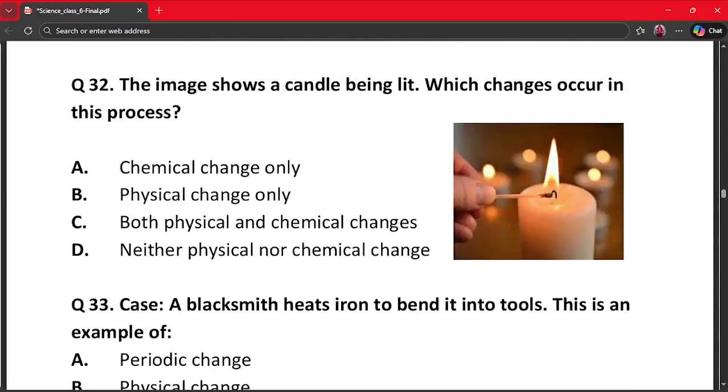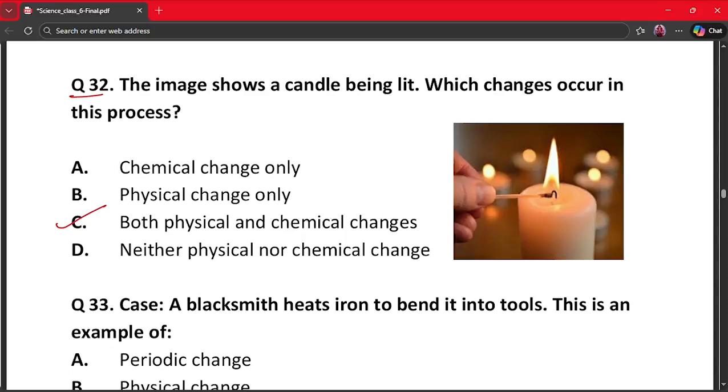Our next question is question number 32. The image shows a candle being lit. Which changes occur in this process? A. Chemical change only. B. Physical change only. C. Both physical and chemical changes. D. Neither physical nor chemical change. The correct answer is option C.